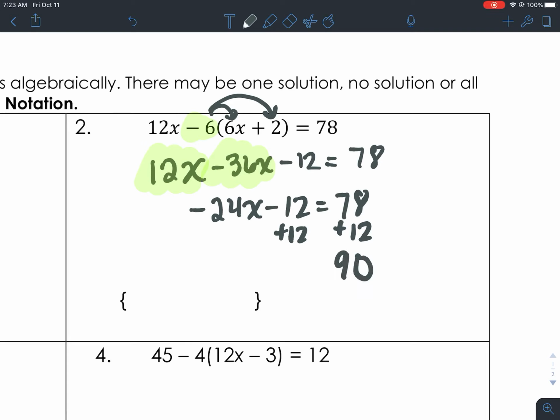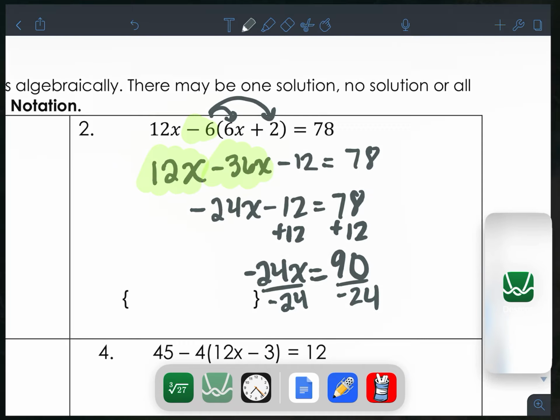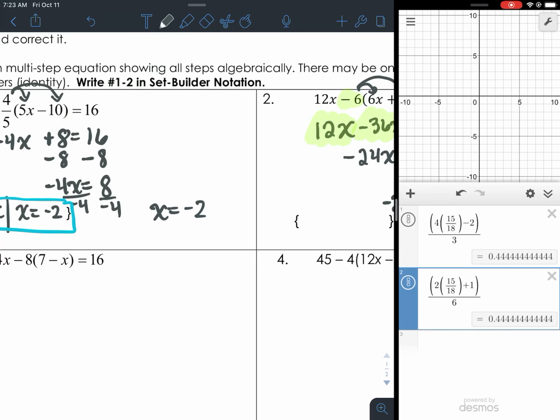Get 90 equals negative 24x. And then we just divide by negative 24 on both sides. And this will actually simplify down. They're both even, divisible by 2.